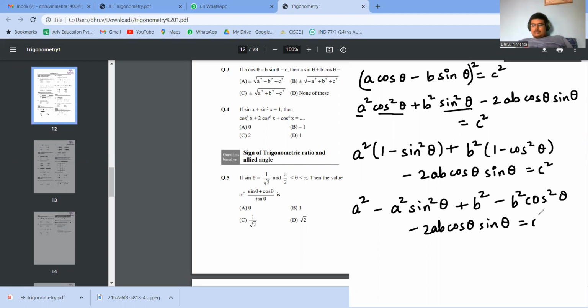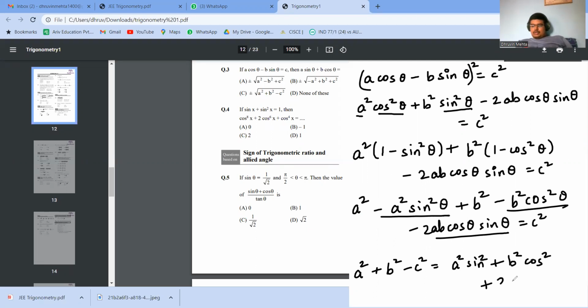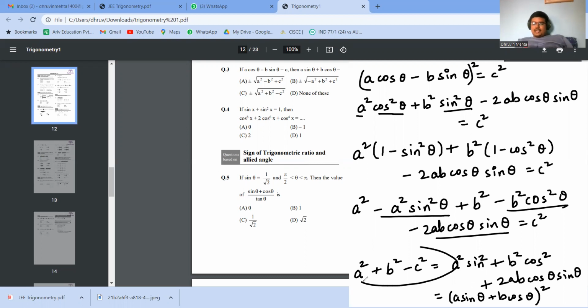equal to c square. So we'll take these three negative terms on the right hand side, and we have a square plus b square minus c square is equal to a square sine square plus b square cos square plus 2ab cos sine. Check this, guys. Are you all following this? Yes. So this will now become a sine plus b cos the whole square. तो फाइनल आंसर आ जाएगा इसका स्क्वायर रूट. सो रूट ऑफ ए स्क्वायर प्लस बी स्क्वायर माइनस सी स्क्वायर. दिस इज द आंसर. सी.